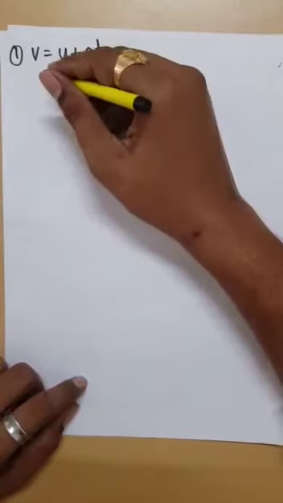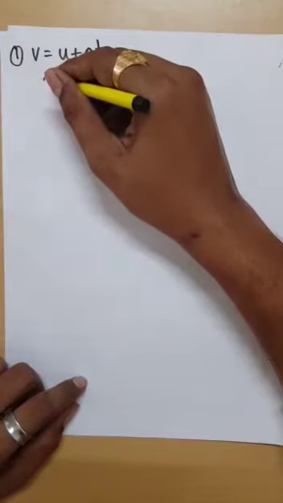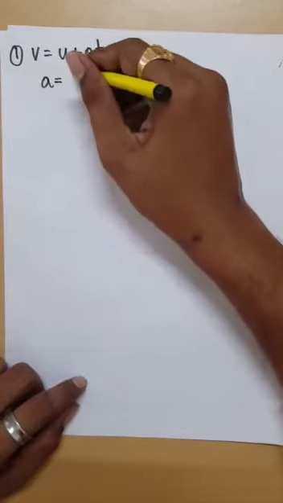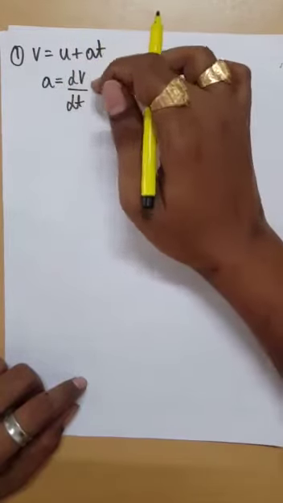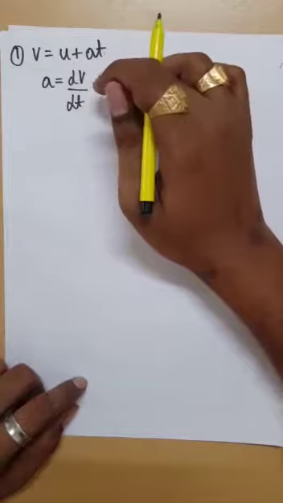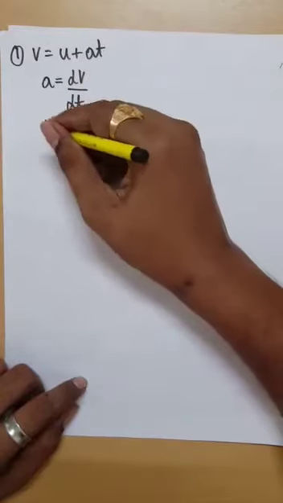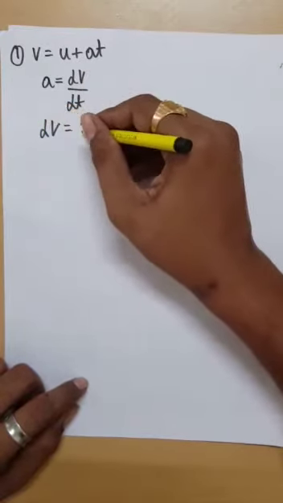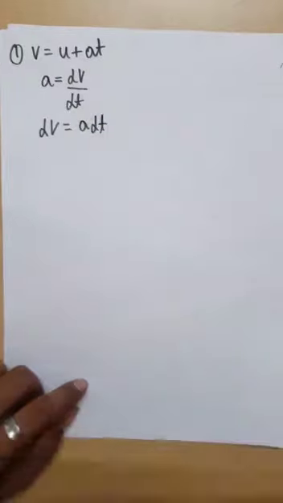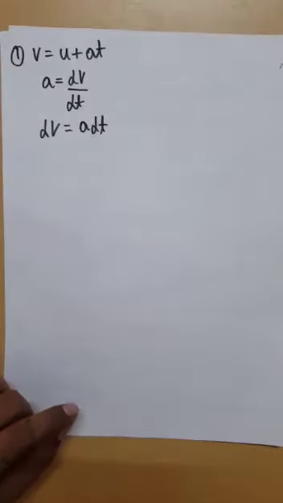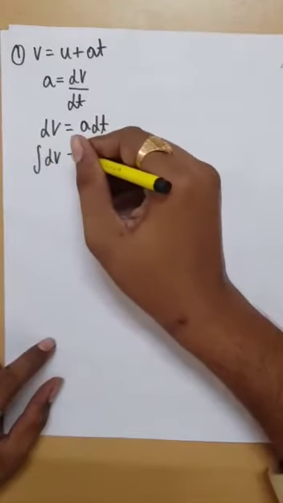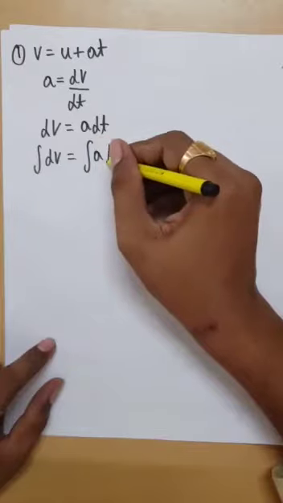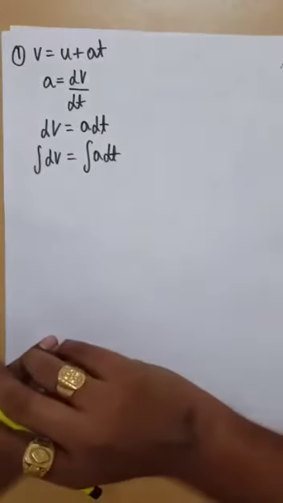So we are going to start this equation with the formula acceleration is equal to dv by dt, that is, acceleration is equal to change in velocity upon time. Now we can put dv as subject, so dv is equal to a dt. Now we can take integration both sides. Here I have taken integration and here also, and we'll put limits also.